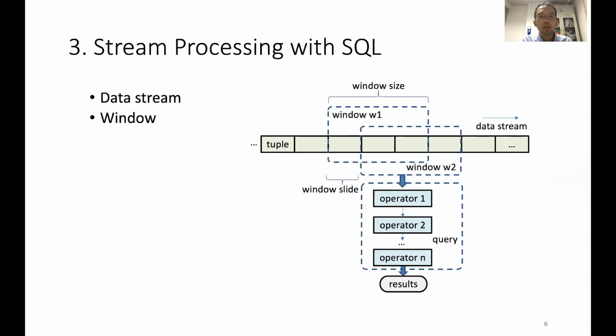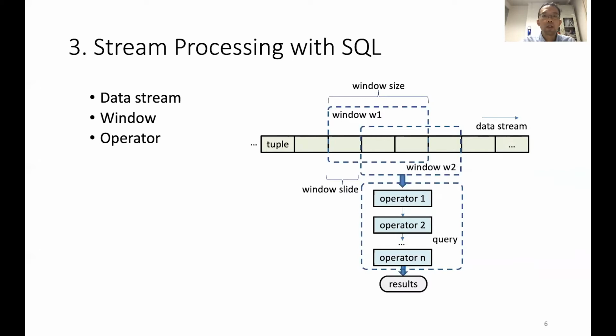Window, which refers to a finite sequence of tuples, which is a data unit to be processed in a query. The window in a stream has two features: window size and window slide. Window size represents the size of the data unit to be processed, and window slide denotes the sliding distance between two adjacent windows.